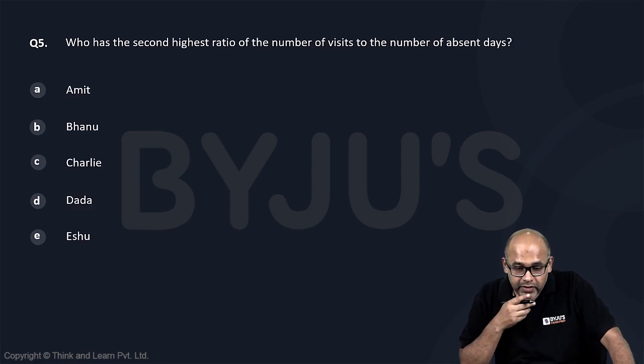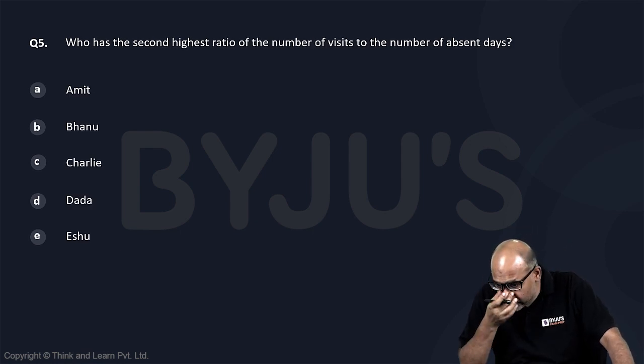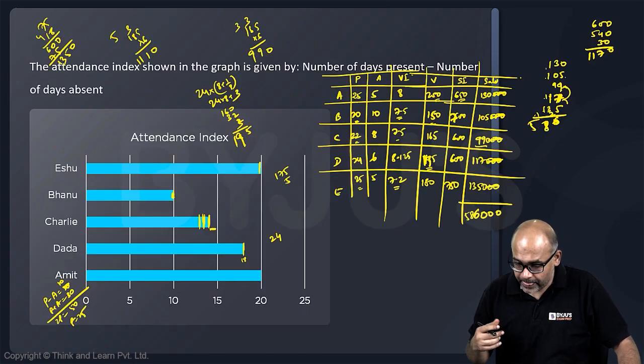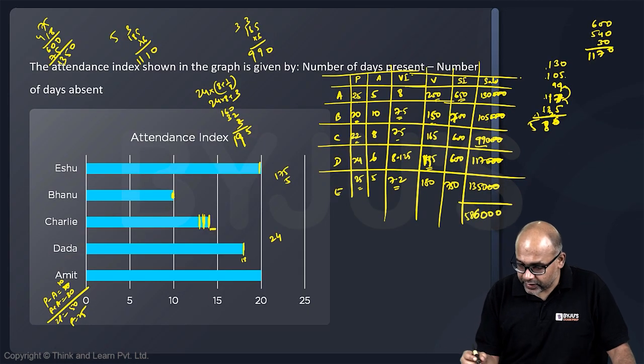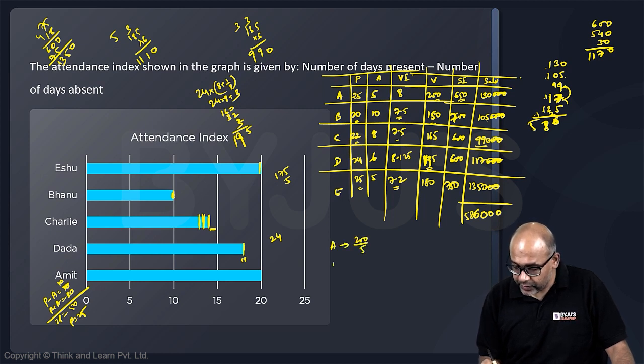Who has the second highest ratio of the number of visits to the number of absent days? Visits by absent days, second highest. So for A, it is 200 by 5. B, it is 150 by 10. C, it is 165 by 8. D, it is 195 by 6. And E, it is 180 by 5.